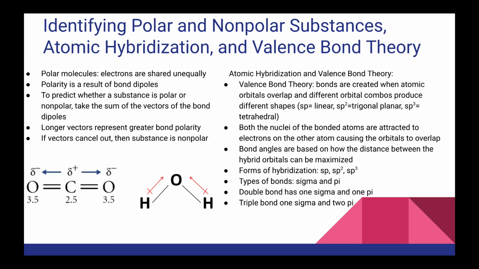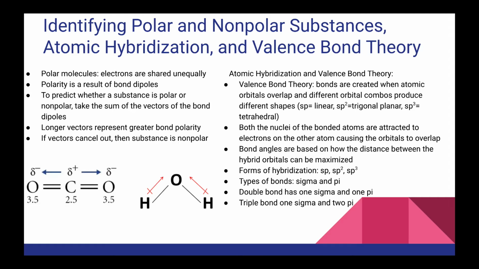Let's go ahead and talk about how to identify polar and nonpolar substances, as well as atomic hybridization and valence bond theory. Starting with polar and nonpolar substances, polar molecules are those where electrons are shared unequally. Polarity is a result of bond dipoles, which is when there's a partial separation of charge in a bond, meaning that one end is slightly positive and the other end is slightly negative. This is due to differences in electronegativity between atoms involved in a bond. Since one is more electronegative, it has a stronger pull on electrons and therefore has the slight negative charge.